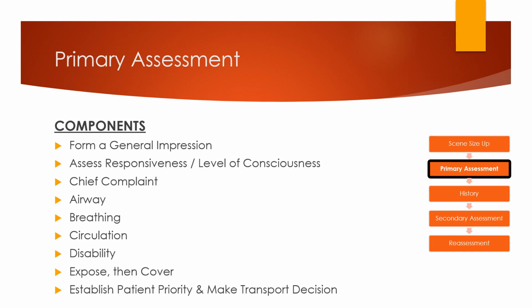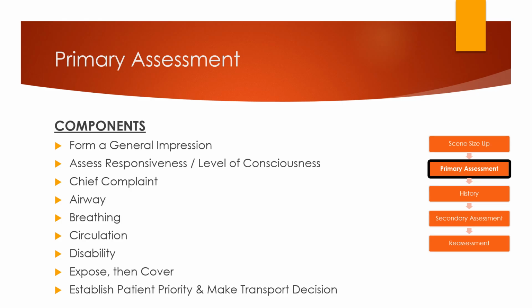Then you're going to move into your primary assessment. So in your primary assessment, you're going to form your general impression. You're looking at the level of consciousness of the patient. How alert are they? Are they interactive with the environment, right? You're looking at their skin. Some of your cardiac patients are going to be pale, gray, or cyanotic. You're going to look at their work of breathing, which could be normal or increased, right?